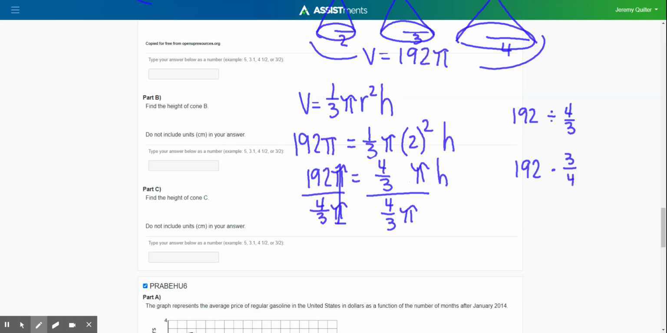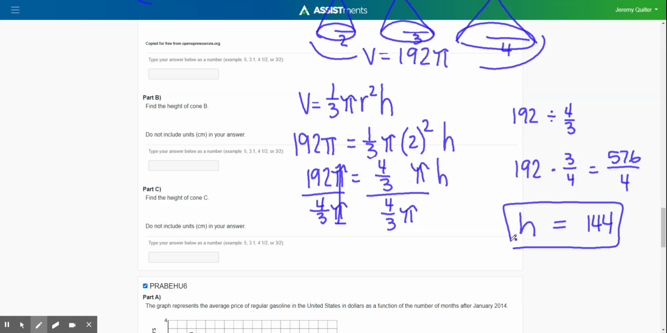Pull out that wonderful calculator. 192 times the numerator of 3 is 576. And then we'll go ahead and divide that by 4, which equals 144 for h. There's the height for cone A. I'm going to leave it to you to find the other heights for cone B and cone C.